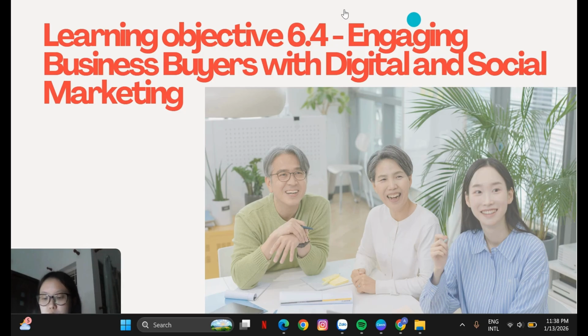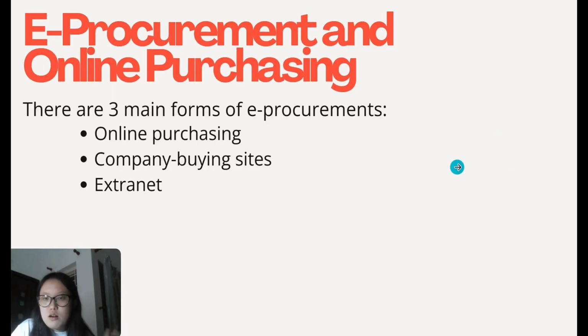E-procurement refers to purchasing through electronic connections between buyers and sellers, usually online. Today, online purchasing is a standard practice for most companies because it helps save time and reduce costs. Okay, so there are three main forms of e-procurement. The first one is online purchasing. Businesses buy products and services directly through websites or online platforms. This method is fast, convenient, and allows companies to compare prices easily.